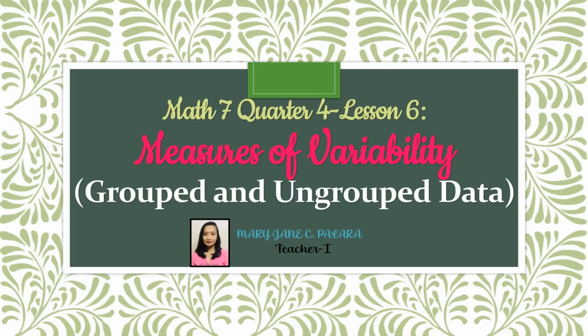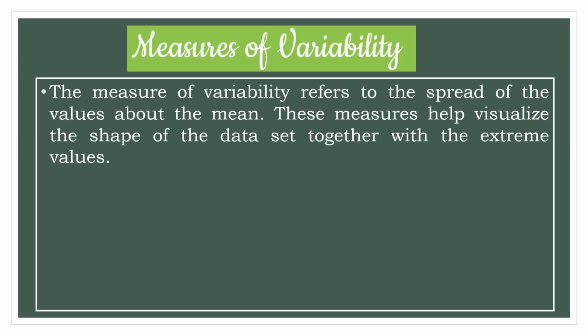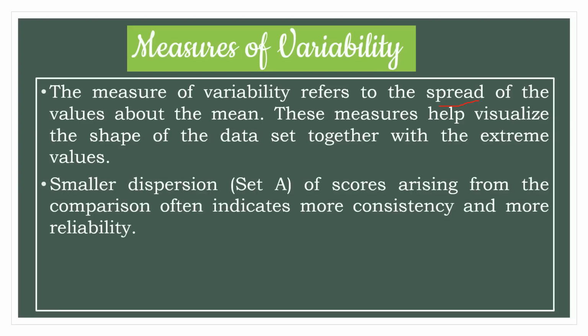Once again, dear students. Today we are going to continue with our lesson for the fourth quarter, which is on the measures of variability, grouped and ungrouped data. First, let us define the measure of variability. The measure of variability refers to the spread of the values about the mean. These measures help visualize the shape of the dataset together with the extreme values.